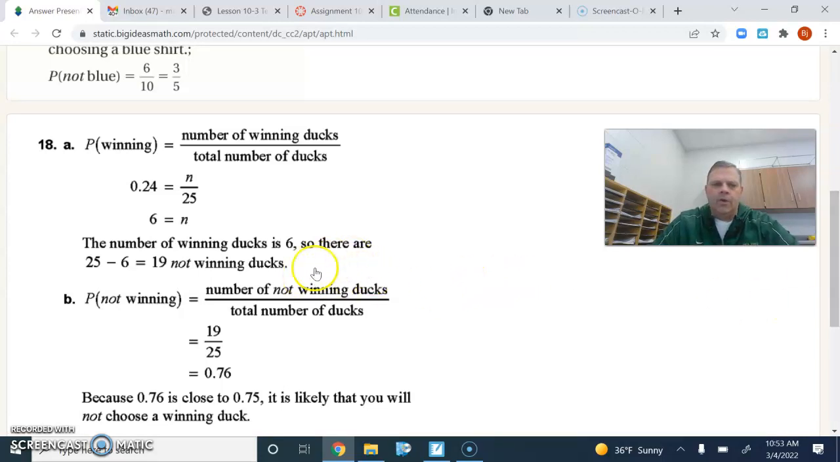So A, there were 19 non-winning ducks. So the probability of choosing a non-winning duck was 19 out of 25, or 76%. So it's likely that you will not choose a winning duck.